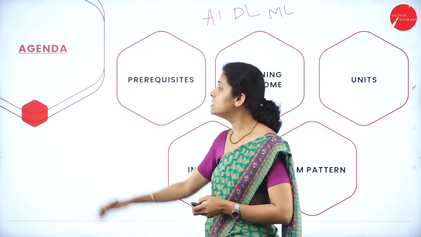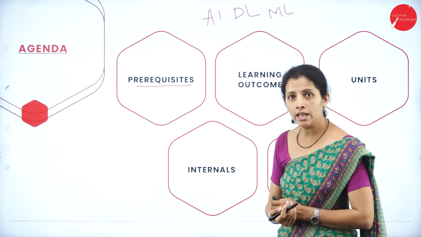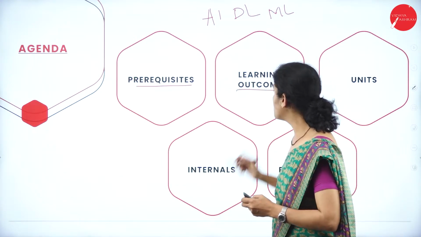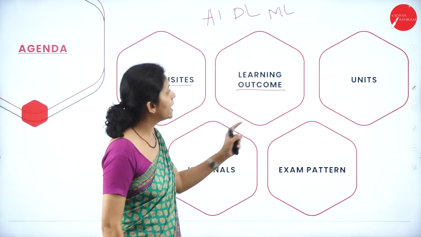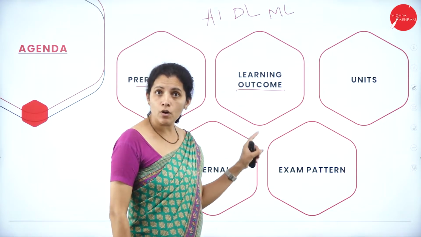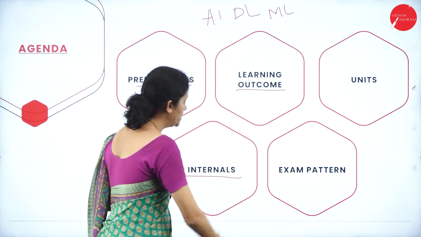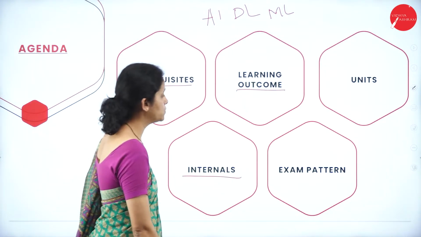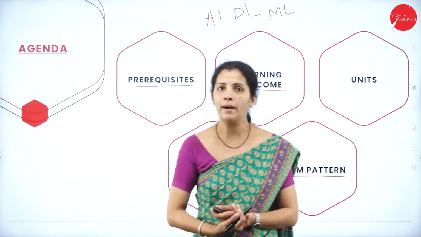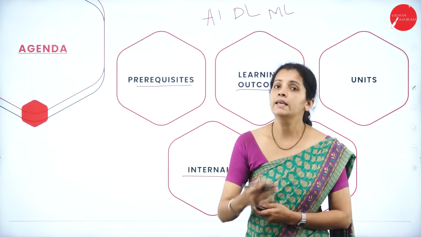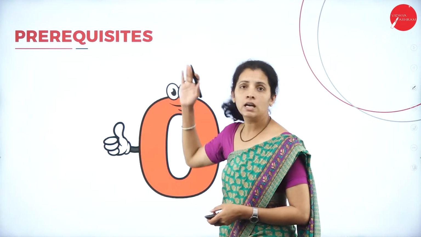Now, if I consider today's agenda, here I'm going to cover prerequisites. Along with that, the learning outcome. Along with that, I'm going to deal with the number of units that come under the subject. Along with that, I'm going to deal with the internal pattern as well as the external question paper pattern. Now, dear student, instead of wasting much time, let's see the prerequisites.